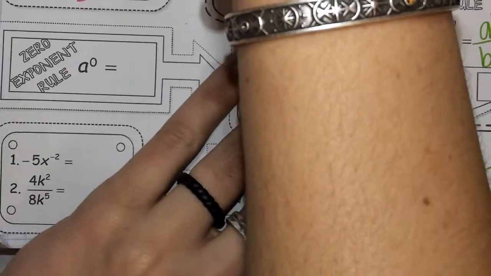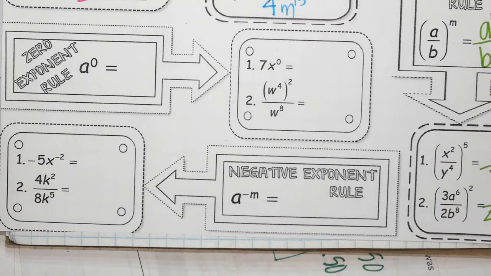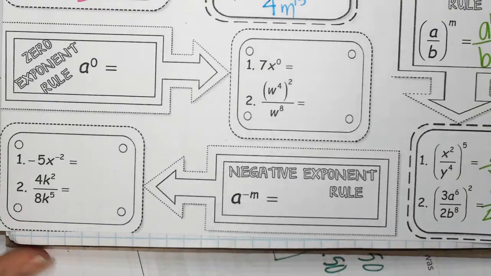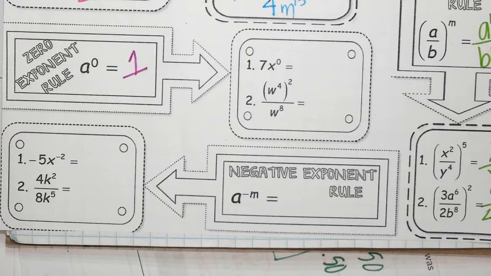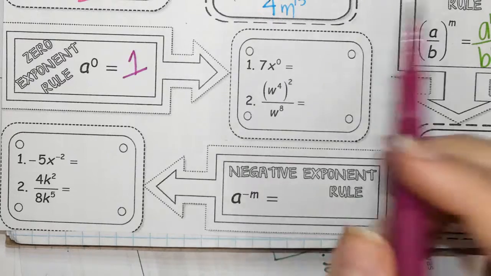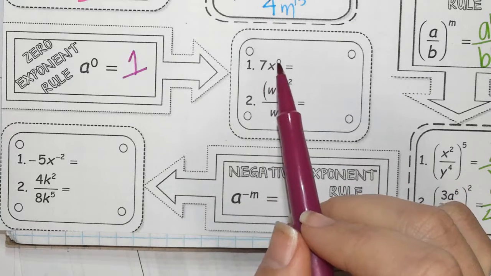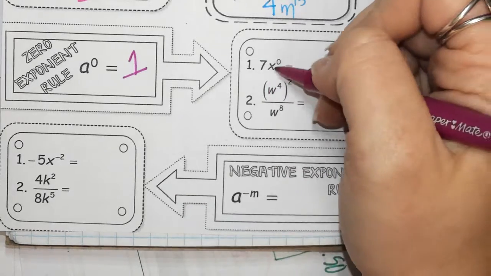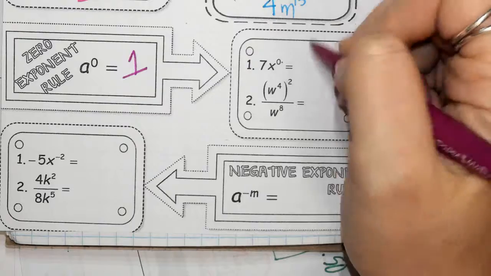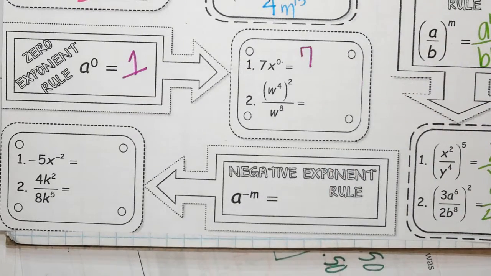Alright, 0 exponent rule. We're almost done, and then we're going to do our algebra clue activity to find out who the murderer is. Alright, so anything to the 0 power is what? Alright, let's try it again. Anything to the 0 power is? 1. Alright, so let's look at number 1. Is this 0 on the x or is it on the 7? Okay, so that means that x becomes 1, and what's 1 times 7? 7. Yes, right.